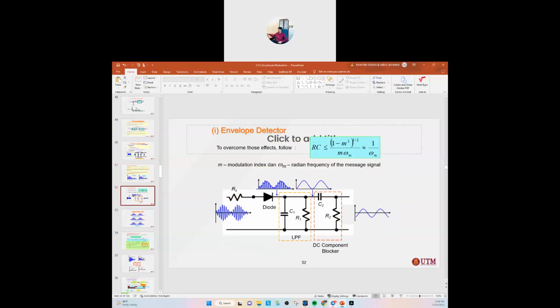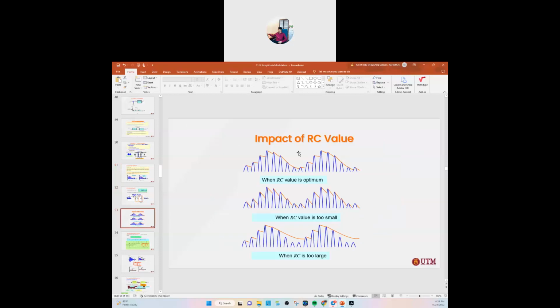So this is the envelope detector, and this is the impact of the RC value. If it's optimum, it's like this, where we have a shape that is almost smooth. If RC is too small, we're going to have a ripple.